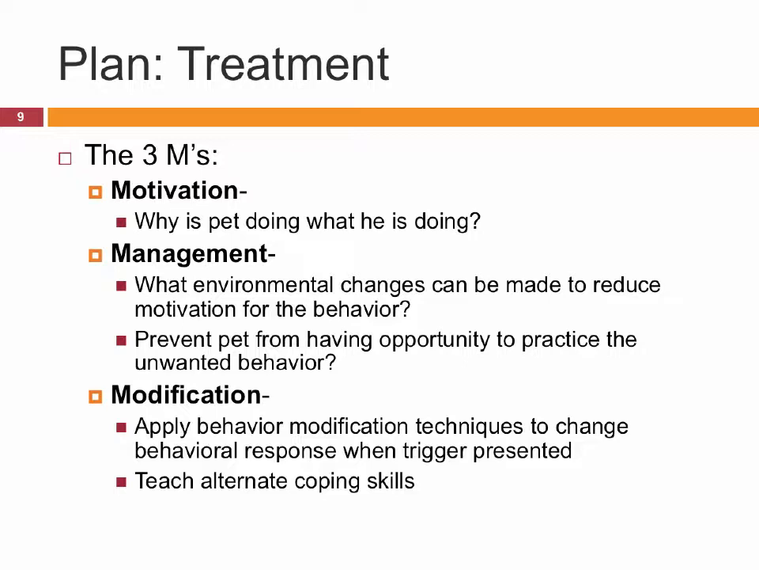Management, what can we do about the environment around them right now to prevent them from continuing to practice the behavior we don't want, right? What can we change around them? And then modification. What can we do to try to teach an alternate coping skill or an alternate behavior that we like better, or to make him feel differently about the situation, right?